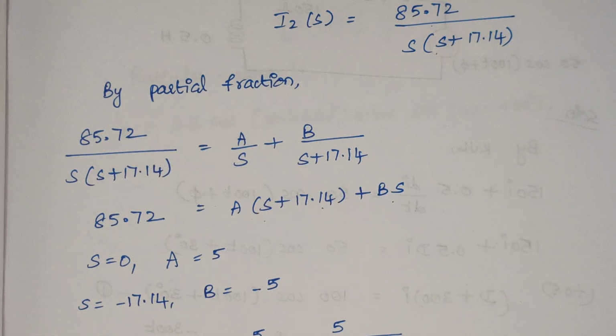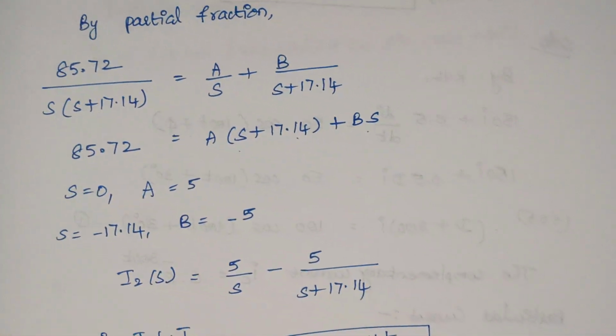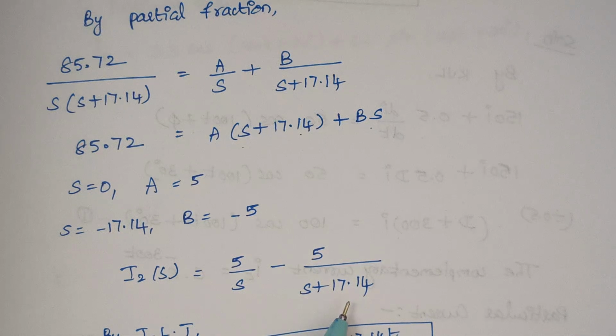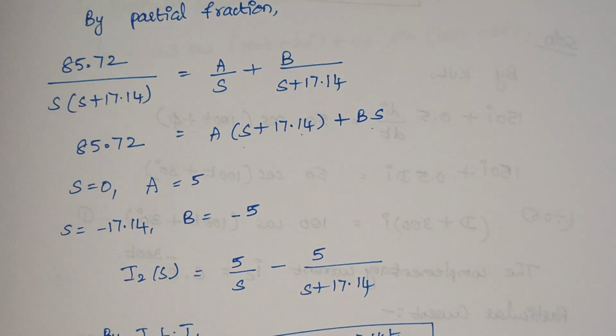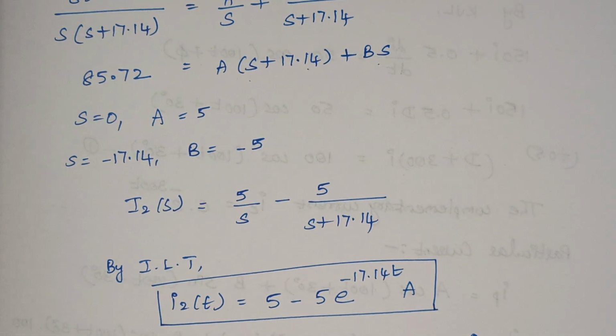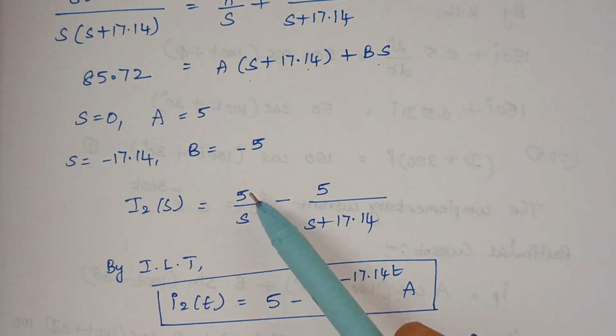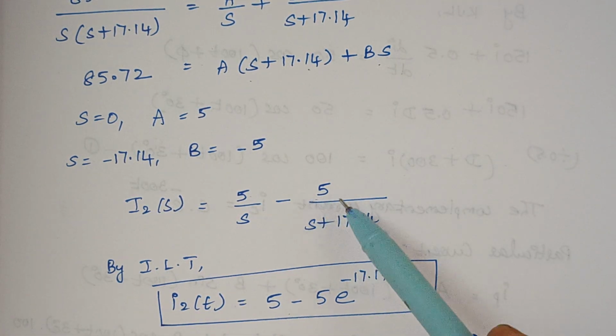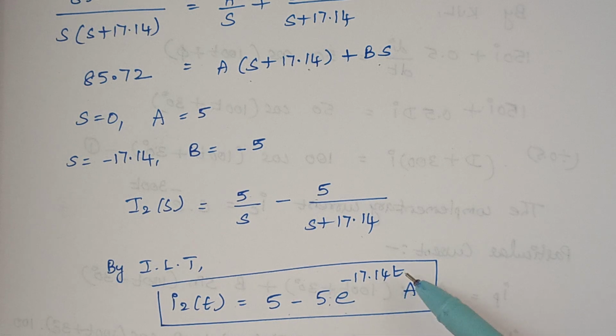Now, just substitute the values of A and B in the expression. So, this is your expression. Now, we need I2 of t. Therefore, we have to take inverse Laplace transformation. Once you take inverse Laplace transform, 5 by s becomes 5, this 5 remains here as such, and 1 by s plus a becomes e to the power minus 17.14 t. So, this is your I2 of t.